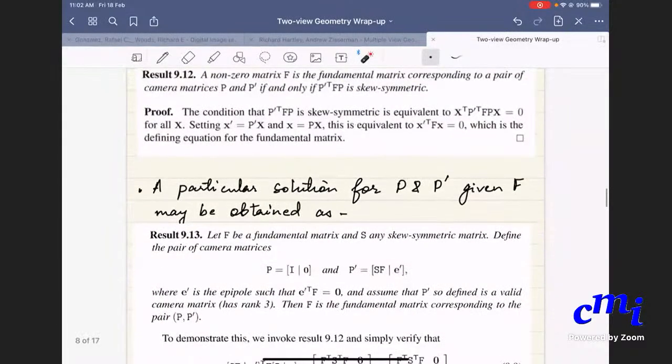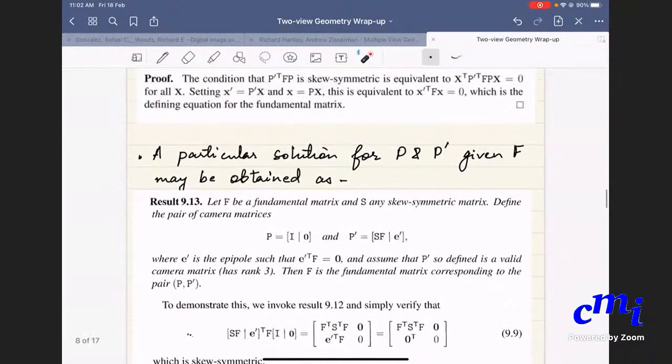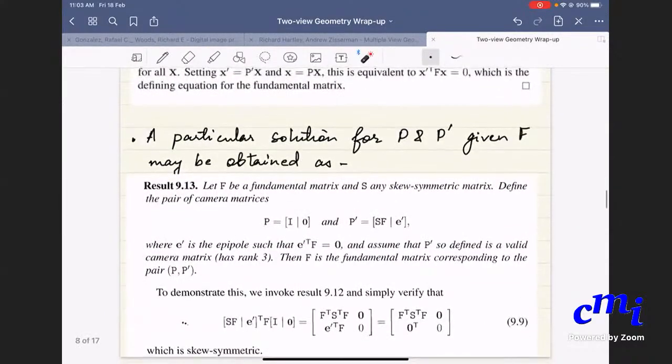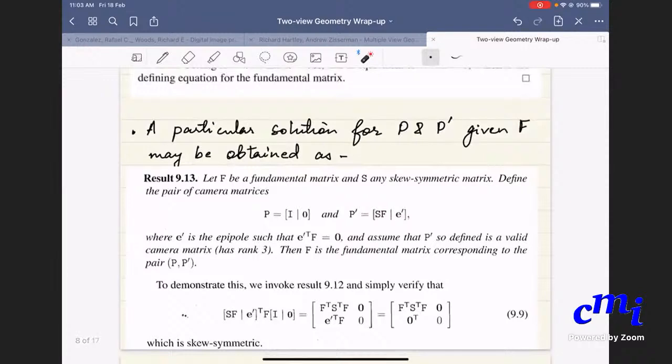Now, using this characterization, we can obtain a particular solution. Here we have a class of solutions, but we can obtain a particular solution for P and P prime by making a choice. First, you make a choice for P, take it to be this canonical matrix. And for P prime, you are given F, remember. For P prime, you choose the matrix SF E prime, where E prime is an epipole, and how do you find that epipole? It should satisfy E prime transpose F is 0.